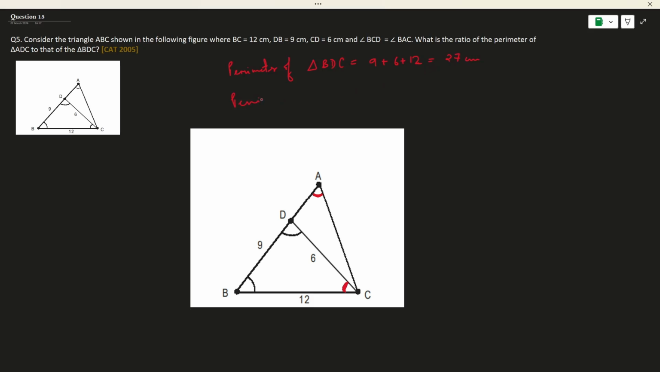Now the perimeter of triangle ADC. ADC is basically AD, which I don't know. DC is 6. AC also I don't know. So I have to find out AD and AC. My objective is to find the lengths of AD and AC. Can I use the concept of similarity, similar triangles?